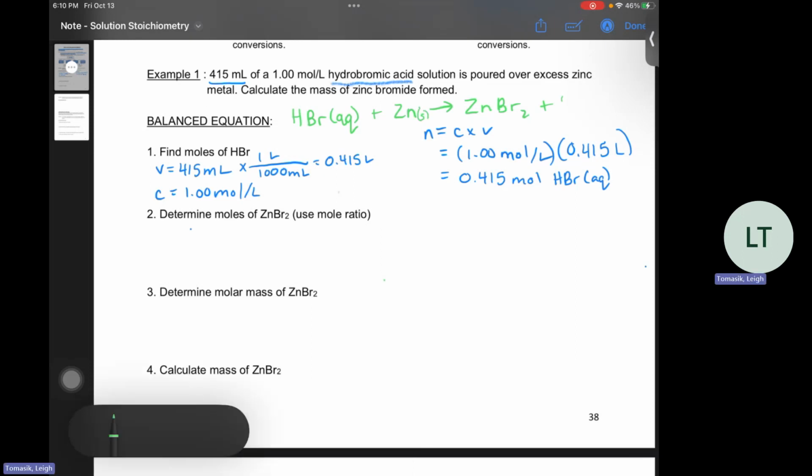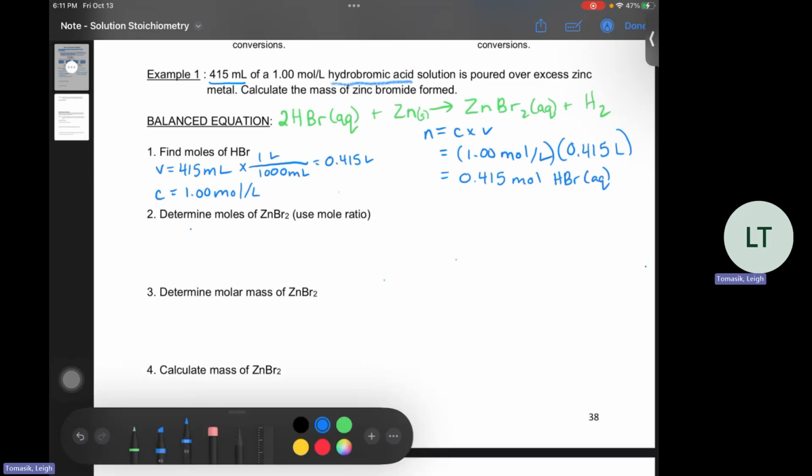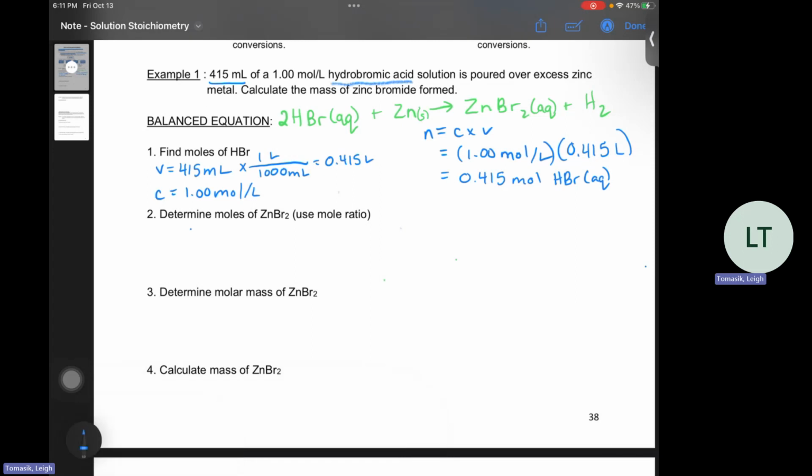Got to put the states there. And so zinc bromide would be aqueous. And then we get hydrogen gas. So, right, this is a single displacement reaction. So this is not balanced. In order to balance it, we would need to put a 2 in front of hydrobromic acid. And now we have 2 hydrogens on the left, 2 hydrogens on the right, 2 bromines on the left, 2 bromines on the right, and 1 zinc on the left, and 1 zinc on the right, and everything is balanced.